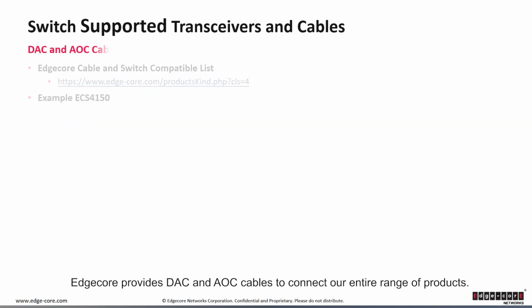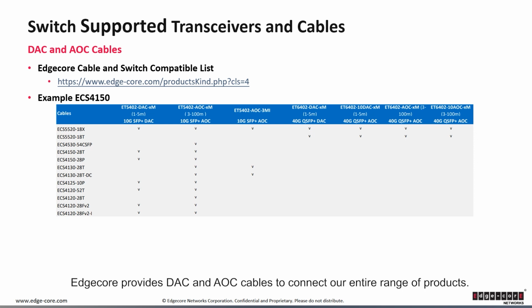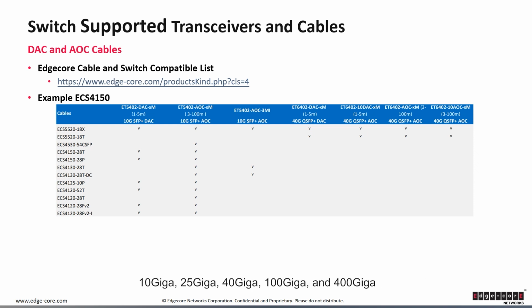Edgecore provides DAC and AOC cables to connect our entire range of products. The Edgecore DAC and AOC cables grant the flexibility to expand by different speeds: 10 giga, 25 giga, 40 giga, 100 giga, and 400 giga. And by different distances, from 1 meter to 100 meters.